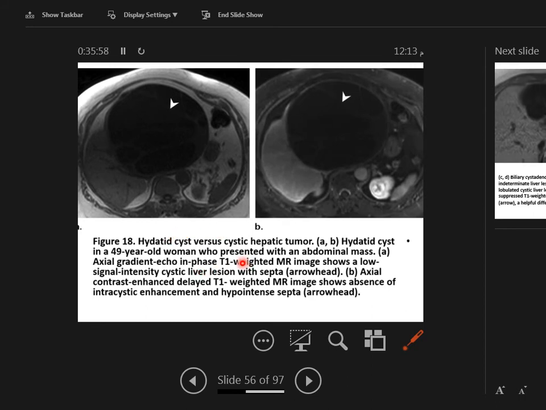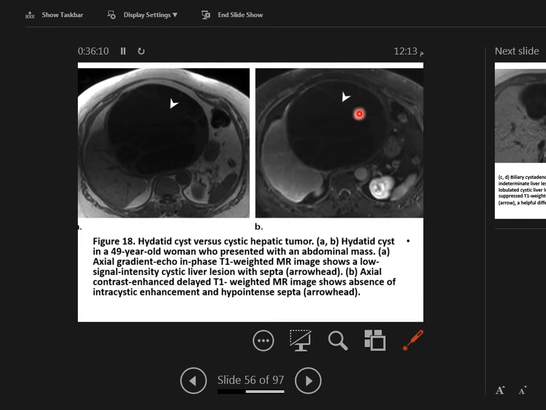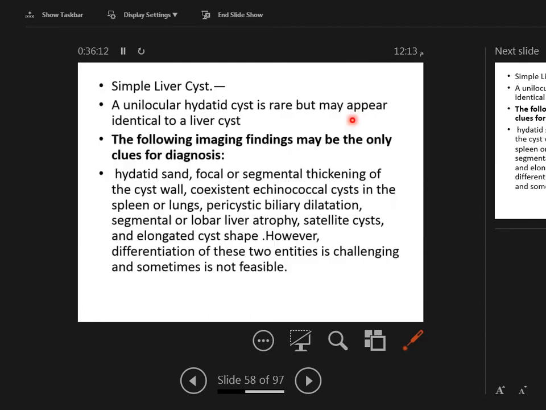This is hydatid cyst comparison. This is the hydatid cyst, and this is the biliary cystadenoma. We can notice the enhancement of the septum, while in hydatid cyst, no enhancement.